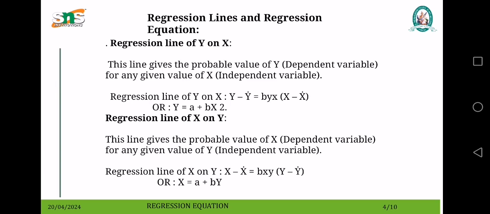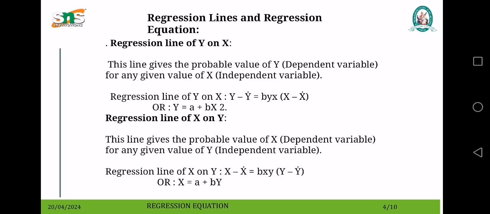Regression lines and regression equation. Regression line of y on x. This line gives a probable value of y, the dependent variable, for any given value of x, the independent variable. Regression line of y on x is y minus y bar is equal to byx into x minus x bar, or y is equal to a plus bx.